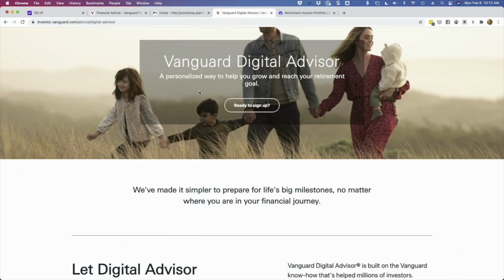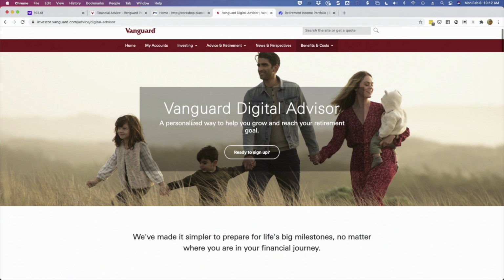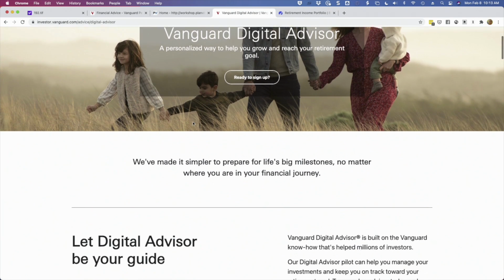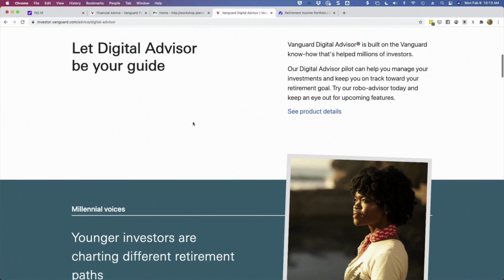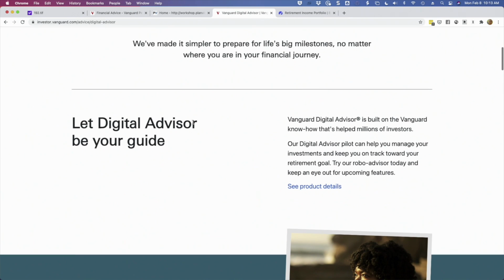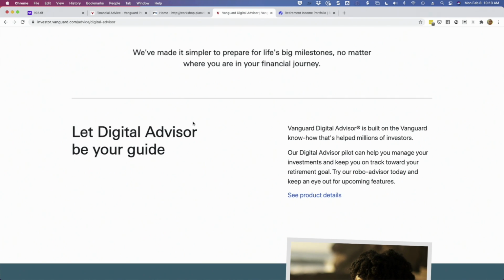So let's check it out on the screen again. The first, going back to Vanguard, right? You know, I love Vanguard. Vanguard Digital Advisors. So this is, I think, 15 basis points. And again, it uses technology. It'll help you determine what your portfolio should be and all of those sorts of things. And so this is one option.